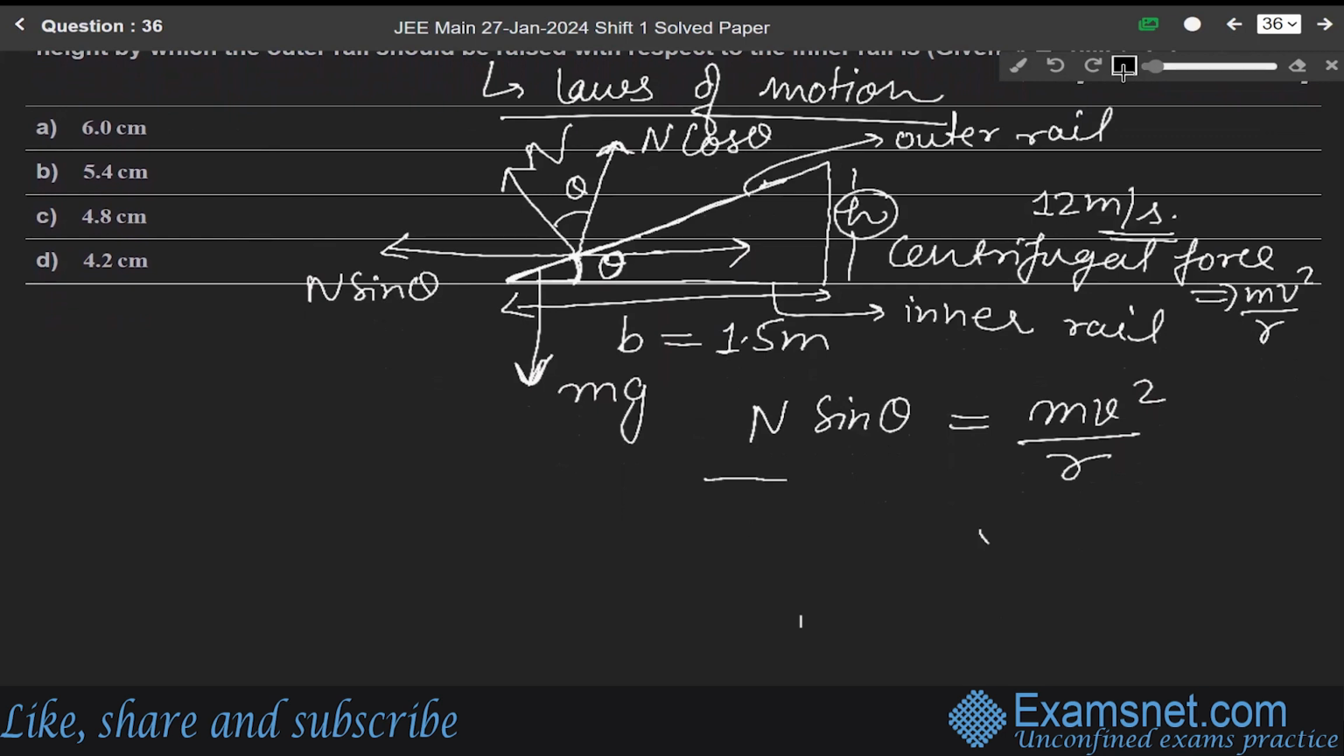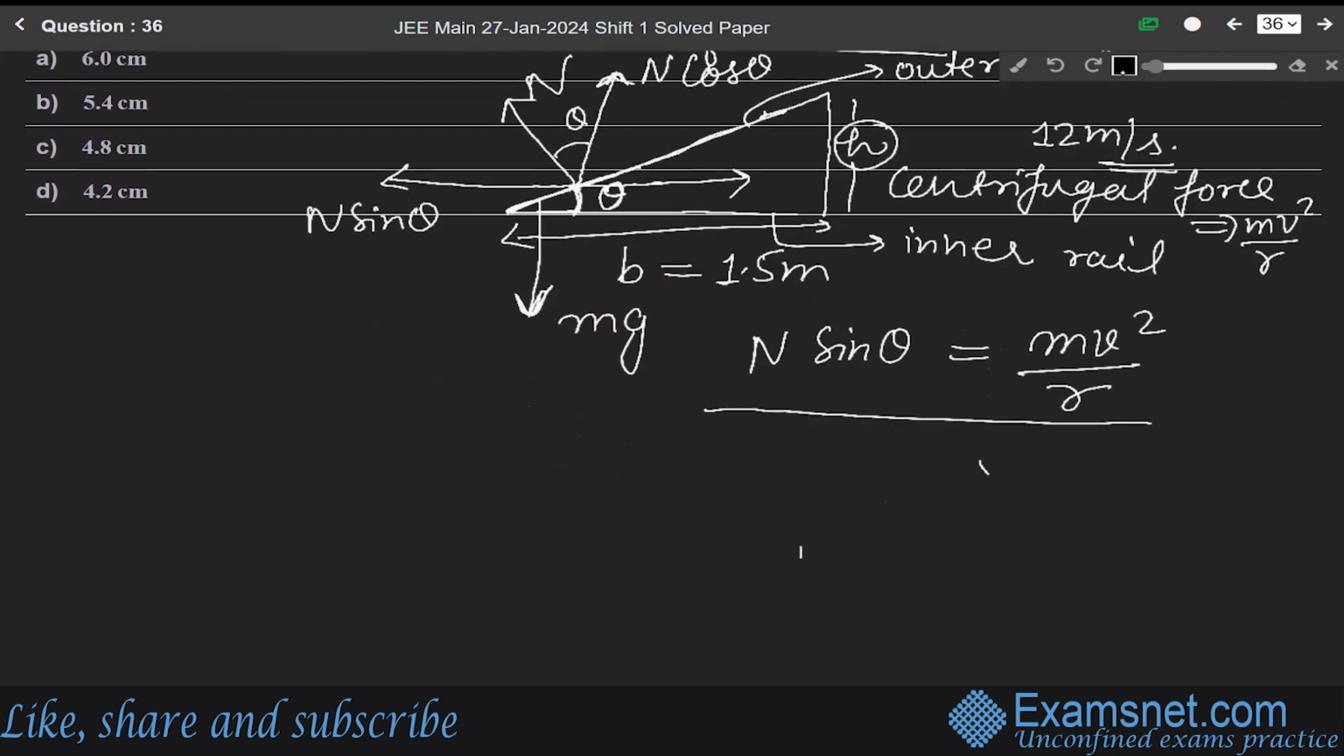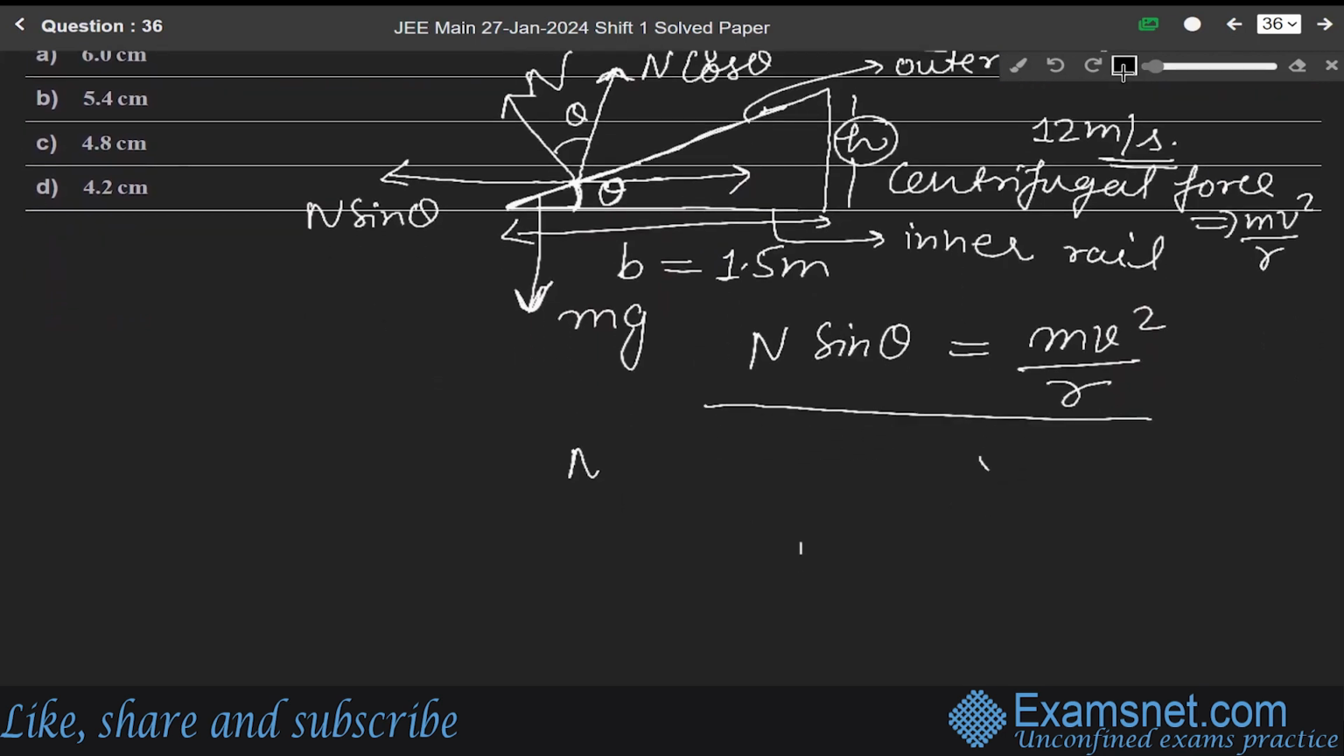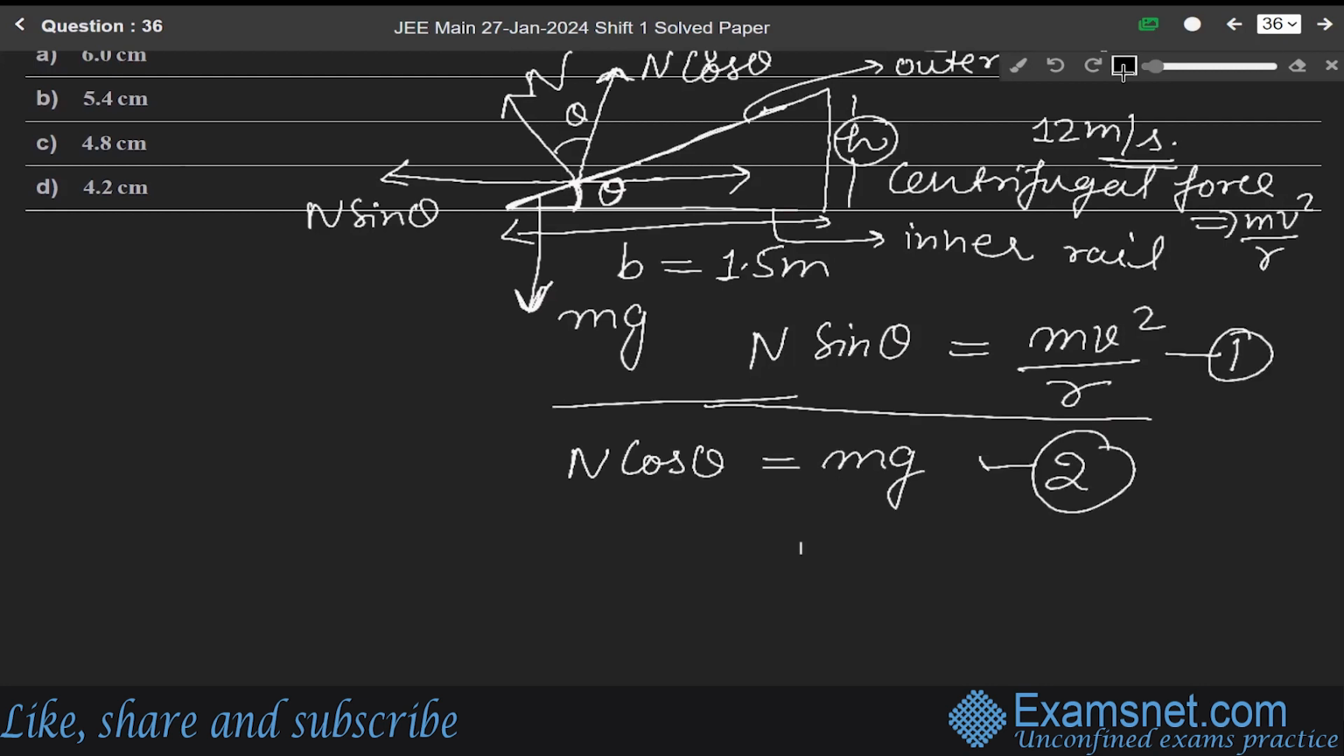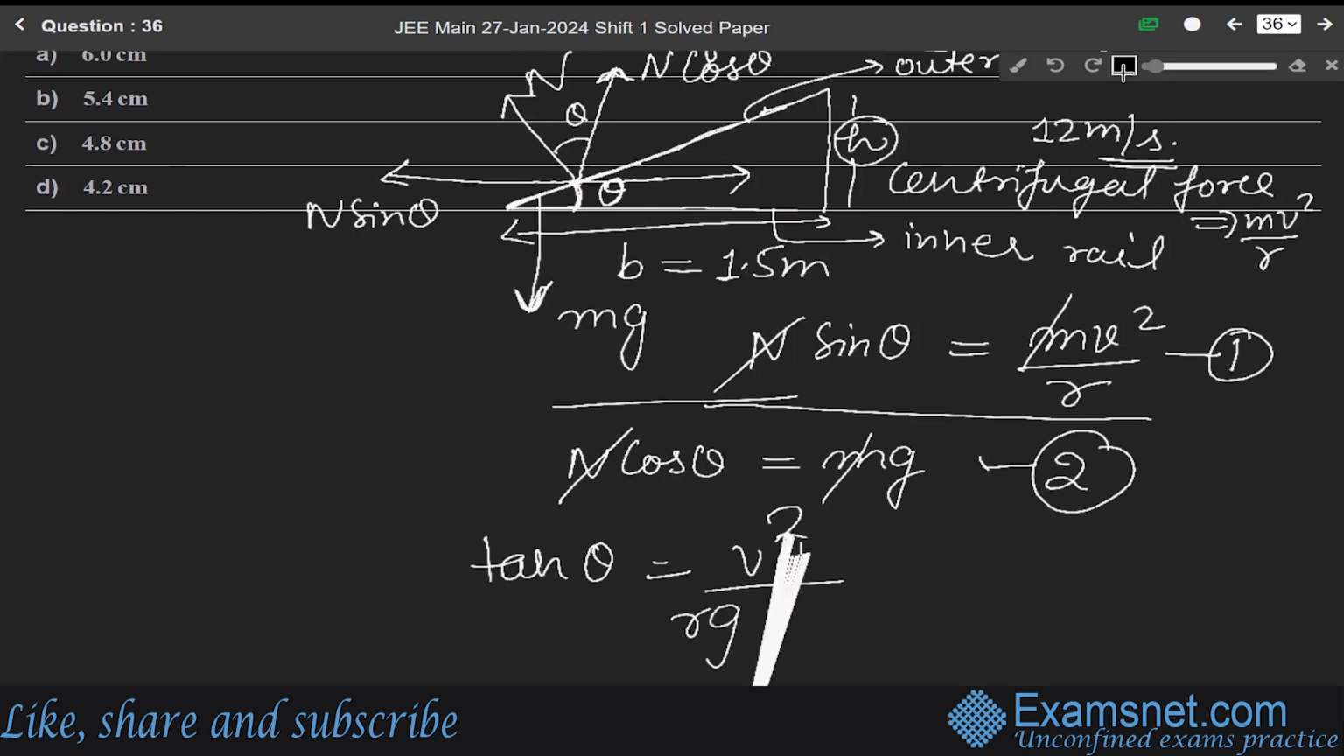So N sin theta will be equal to mv square over r, and this N cos theta will be equal to mg. Okay, now dividing these two, equation number 1 and equation number 2. When you divide these two equations, N cancels out. Tan theta will be equal to v square over rg.